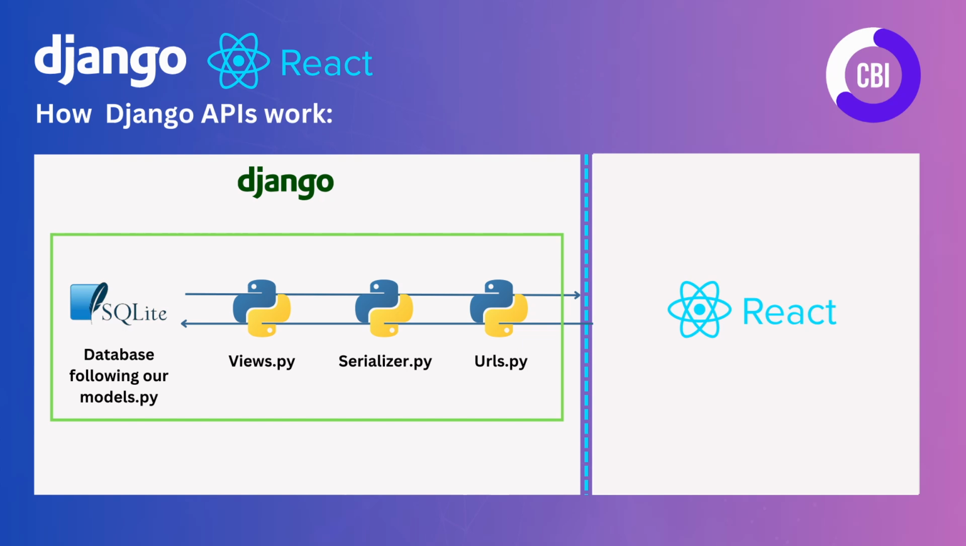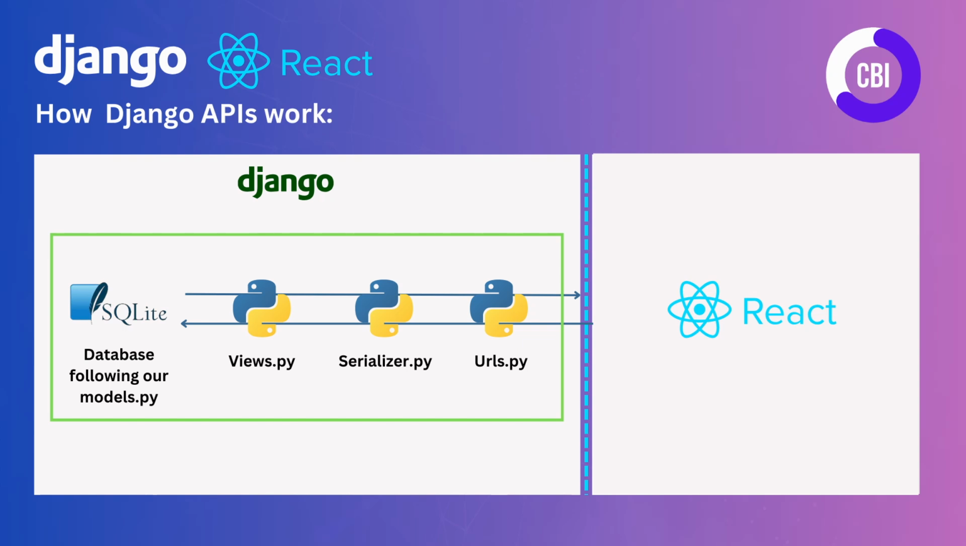For every API that we're going to be creating, we will need a view, a serializer, and a URL. Now, all of these three things have a different function. So the URL will actually define at what web address we can find the API. So what URL do we need to use to get data from a certain part of our database?